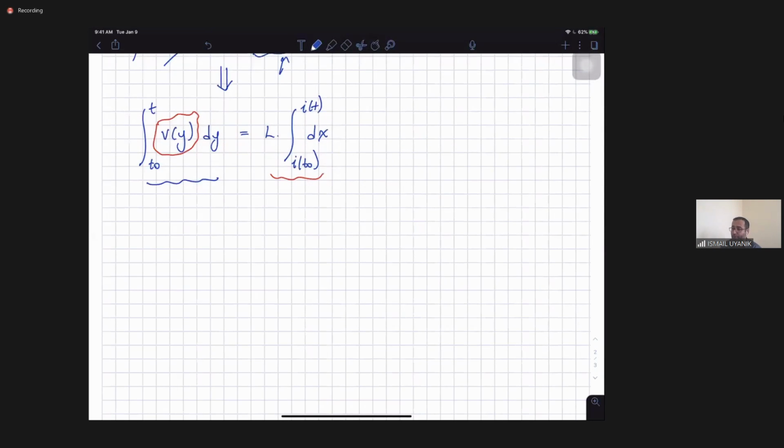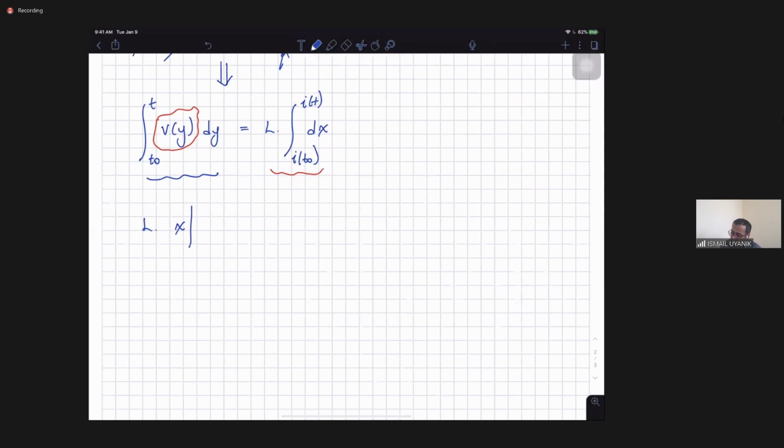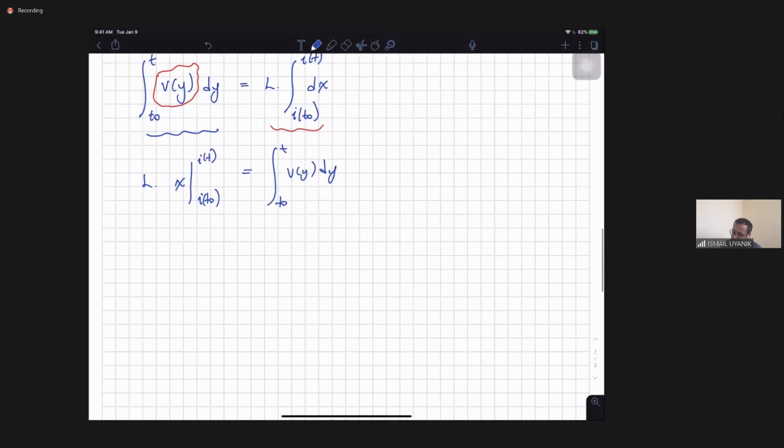That will be easier for me. So the integral of dx is x, and I will be evaluating that at i(t) and i(t0), right? So that will be equal to the integral from t0 to t of v(y) dy. And then I can calculate this left-hand side again.